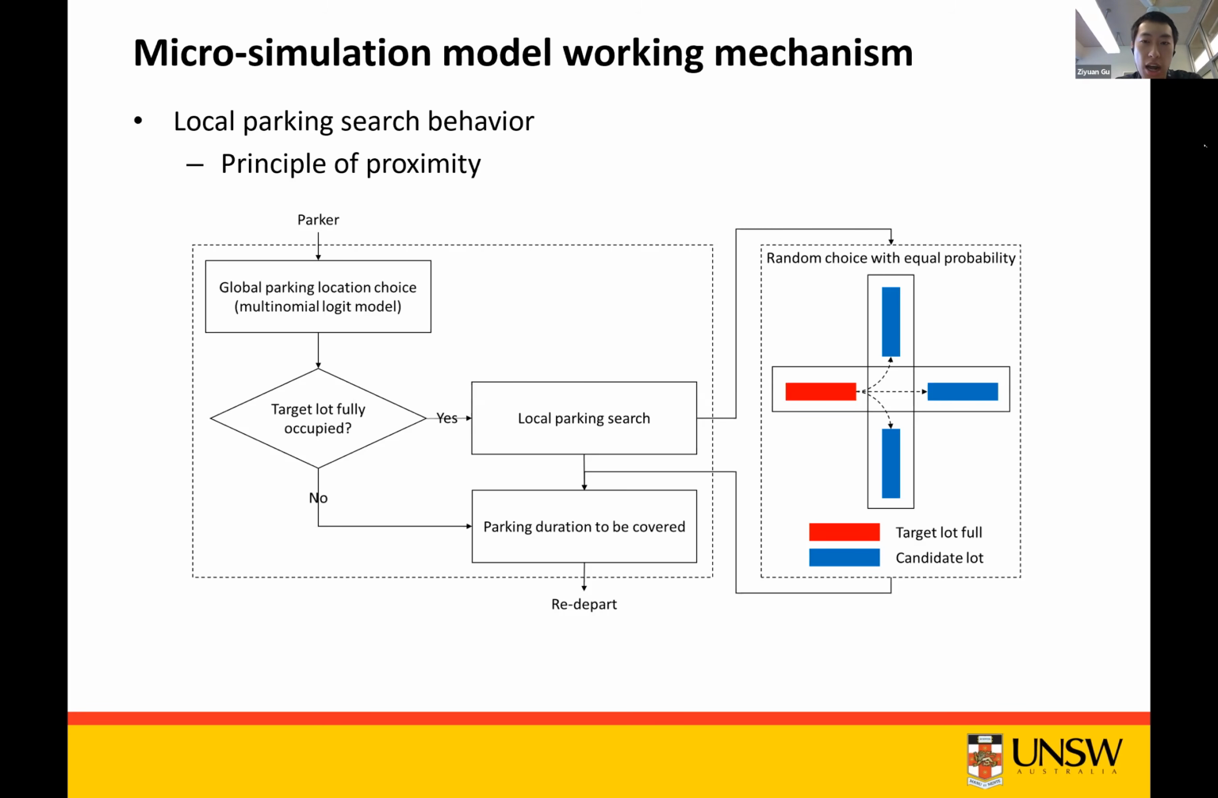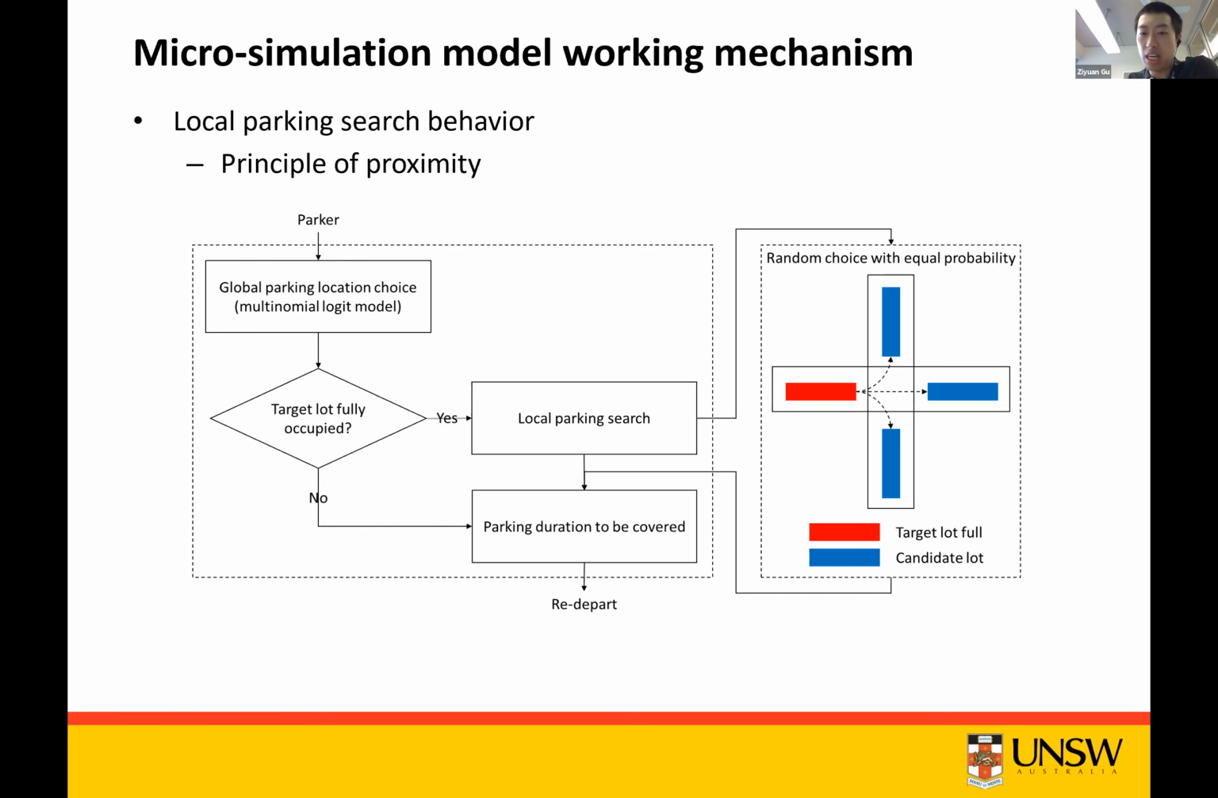As you can see here, this figure shows the searching strategy or the parking behavior of each individual, for a typical 4-way intersection. If the target parking lot is full, which is indicated by red, then the driver has 3 alternatives downstream of the intersection, and he will perform a random choice with equal probability between these 3 candidate lots, then go to the next parking lot and search. If that candidate lot is still full, he will continue his search until he finally finds a free spot. This is the logic of the parking search behavior. So this is the microsimulation model.